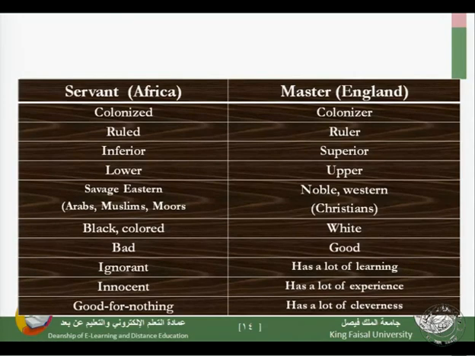Colonialism. Here is the table I have designed in order to show you the differences between what is African and what is British. What it is to be a servant and what it is to be a master. This is Robinson, and these are people from Africa, like Man Friday. He is the master and others are servants. He is the colonizer and they are the colonized. He is the ruler, they are the ruled. He is the superior one, they are the inferior people. He is upper, they are lower.